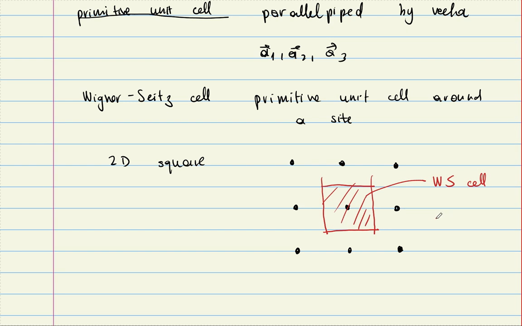Let's also draw the usual primitive cell defined by these parallelepipeds. This is like this one, right? You just span, you just choose. This is the primitive unit cell.